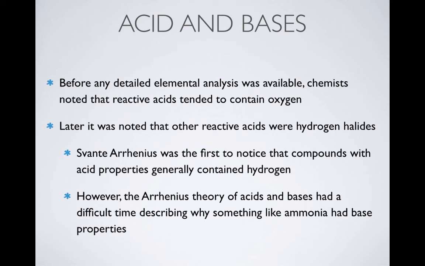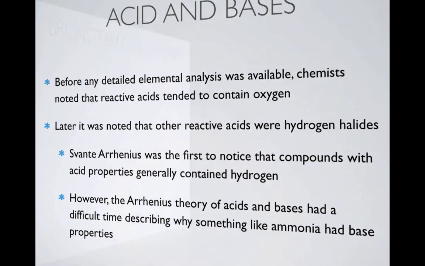However, the Arrhenius theory was not terribly complete, and it had a difficult time describing why a substance like ammonia, NH3, had base properties, since it did not share any characteristics with the other common bases such as sodium hydroxide, potassium hydroxide, lithium hydroxide. All of those original Arrhenius bases all had metals and hydroxides. Ammonia has none of those, but still has the same base properties.